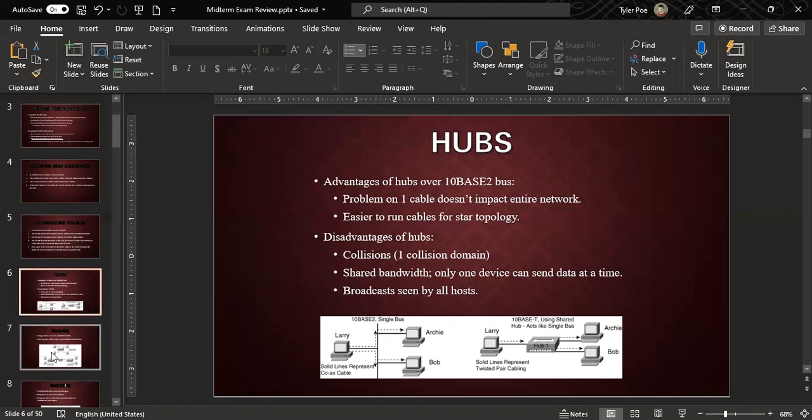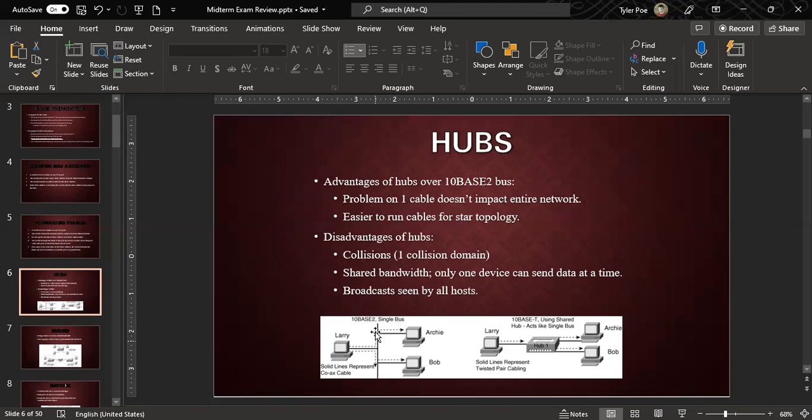So now let's discuss network devices. The first one we're going to talk about is hubs. Hubs are basically a very simple version of a switch. You could better say they're the predecessor to the switch. If you look at this diagram, networks used to be configured with a 10 base 2 bus.